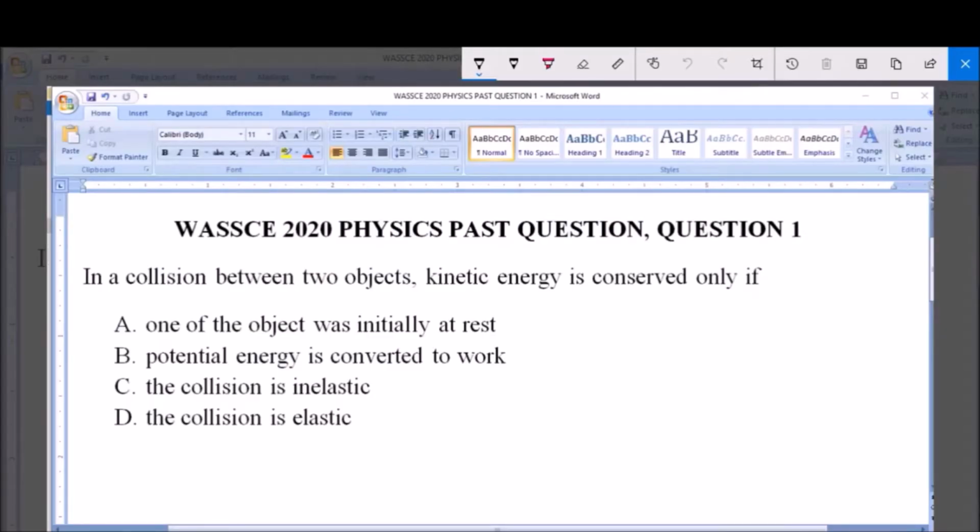I will be answering WAEC 2020 physics past question 1. In a collision between two objects, kinetic energy is conserved only if: A, one of the objects was initially at rest; B, potential energy is converted to work; C, the collision is inelastic; and D, the collision is elastic. So the question says, in a collision between two objects, kinetic energy is conserved only if.